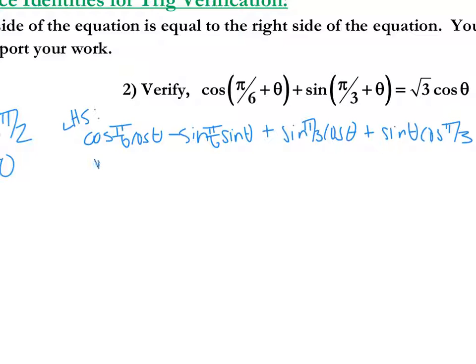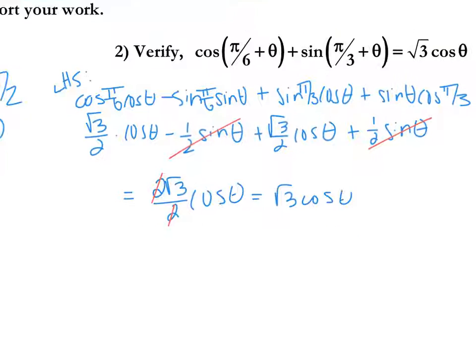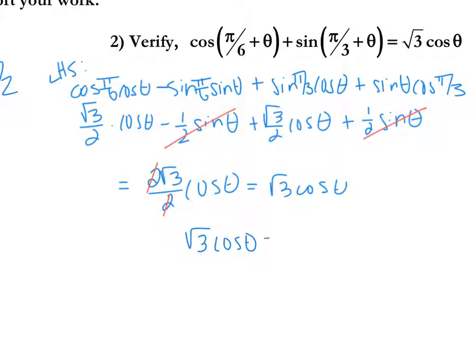So cosine of pi over 6 is just root 3 over 2 times cosine theta. Remember that we leave cosine theta as is, minus sine of pi over 6, which is negative 1/2, times sine of theta, plus root 3 over 2 cosine theta, plus 1/2 sine of theta. So now notice that these cancel out, and you're left with root 3 over 2 cosine plus root 3 over 2 cosine, which is 2 root 3 over 2 cosine theta. The 2's cancel out, and you're left with root 3 cosine theta, which is exactly what the right-hand side states.